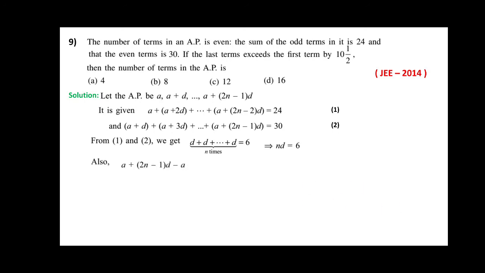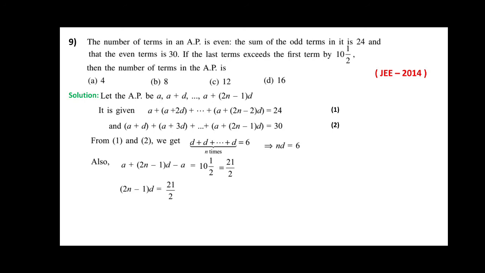Also here the last term exceeds the first term by 10 and 1 by 2, which means we have to take the difference of last term and first term, so that A plus 2n minus 1 into D, the last term, minus A, the first term, is equal to 10 and 1 by 2. We can simplify 10 and 1 by 2, that is 21 by 2. Now in the next step we can cancel A and minus A in the LHS part. Therefore we have 2n minus 1 whole into D is equal to 21 by 2.